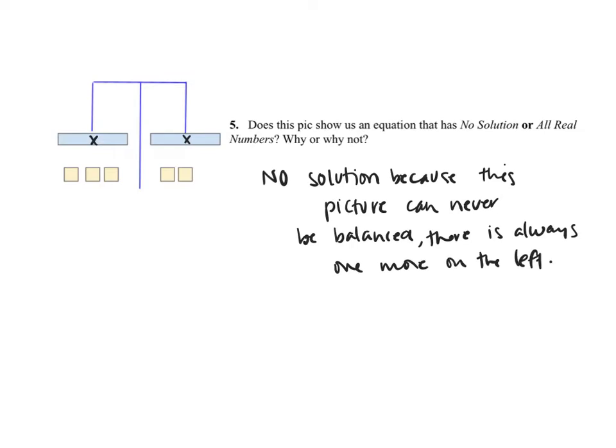If it had been 3 and 3, that would have been all real numbers, because it would always be balanced.